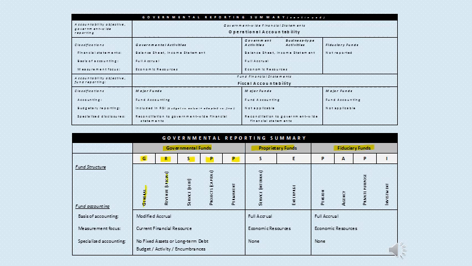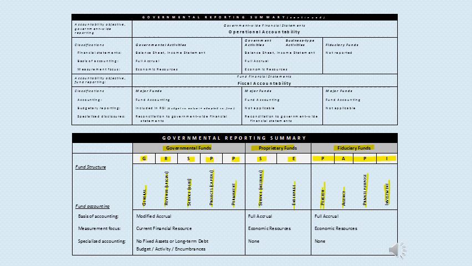Okay. And note that we've given you the mnemonic, remember we talked about last time, GRASP. And then you have your proprietary funds, which are your internal service fund and your enterprise fund. And we're spelling the mnemonic CPAPI. And when we get to our fiduciary funds, we have our pension fund, we have our agency fund, our private purpose trust fund, and our investment trust fund.